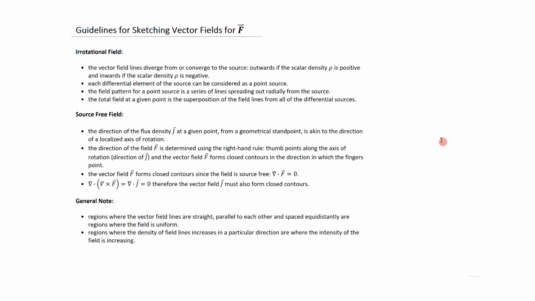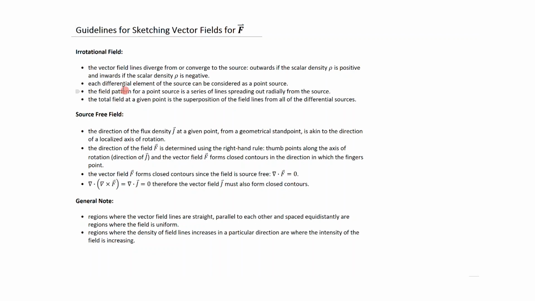All right, so now just a couple of guidelines for sketching vector fields for F. First of all, the rotational field followed by the source-free field. So these are just general points to observe when you're doing sketches. First of all, in the case of a rotational field, the vector field lines diverge from or converge to the source. Outwards if the scalar density rho is positive, and inwards if the scalar density rho is negative.